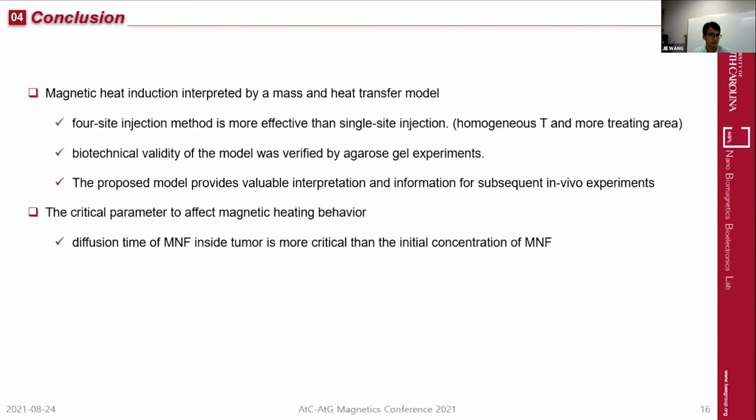So here is the conclusion. The 4-point injection method is more effective, and our proposed model and the simulation results were verified by our experimental results, and the proposed model can provide valuable information for the subsequent in vivo experiments. And we also found the diffusion time of magnetic nanofluid is more critical than the initial concentration of magnetic nanofluid during the magnetic nanofluid hyperthermia.